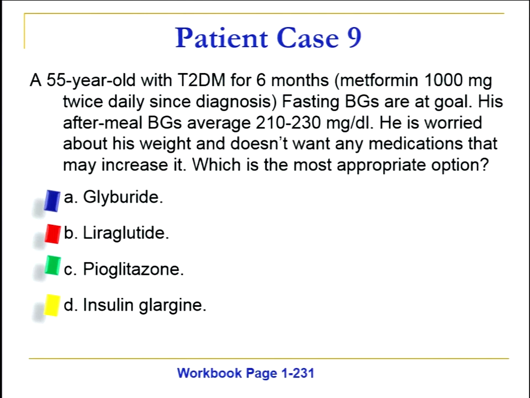A 55-year-old male, I guess not a non-gender here, with type 2 diabetes for 6 months on the usual daily dose of metformin. Fasting sugars are great, but the postprandial sugars are now increasing up in the low 200s. He's very worried about weight gain and doesn't want anything that's going to increase it. What is the most appropriate option for this patient? Anybody? A little bit of red, a little bit of green, good.